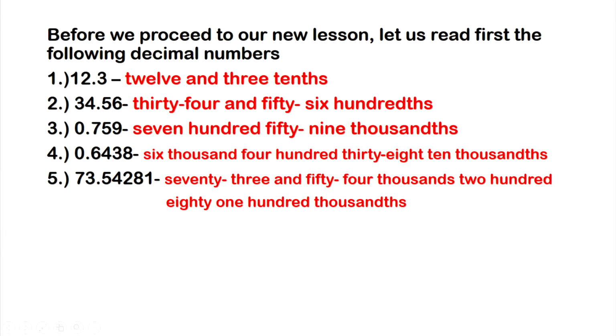Before we proceed to our new lesson, let us read first the following decimal numbers. 12 and 3/10, 34 and 56 hundredths, 1700 59 thousands, 6,400, 38 10,000, 73 and 54,200, 81 100,000. Always remember that the first digit to the right after the decimal point is tens place.